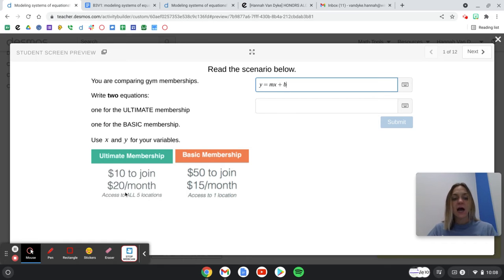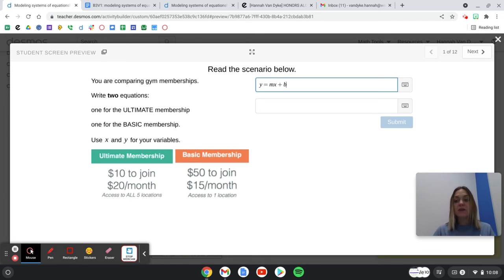So this little slash here means per, so this is saying $20 per month. So it costs $10 to join and $20 per month. So there's something that's like our initial starting fee, something that doesn't change. It typically happens one time, not over and over again. And then there's something that tells us about our slope or our rate, which is our M value.